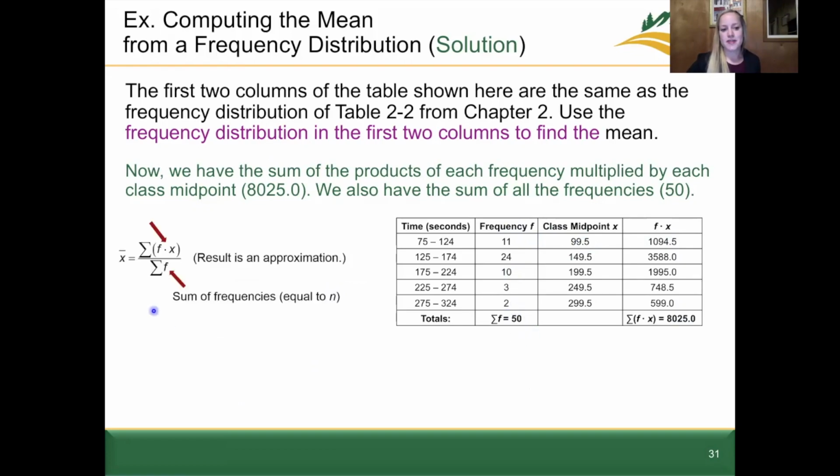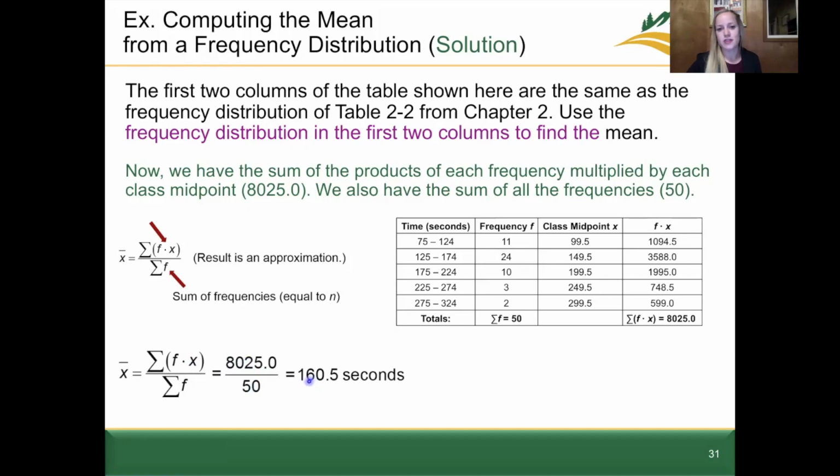Now, to remind you of this equation that I showed a couple slides ago, we can start putting in numbers. In this fourth column, we summed all of the frequencies multiplied by each of the class midpoints. So now in our numerator, we take this value here, it's 8,025. In the denominator, we take the sum of all the frequencies, so that number there is 50.